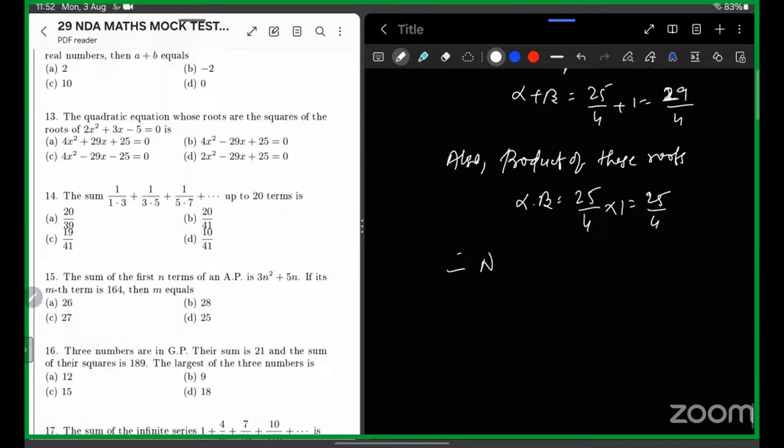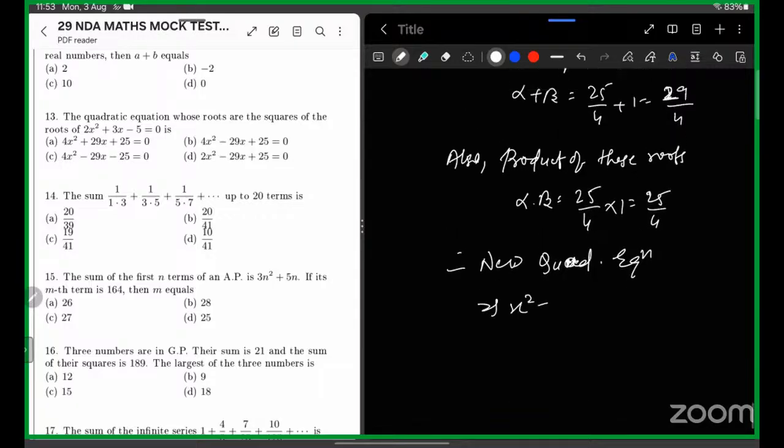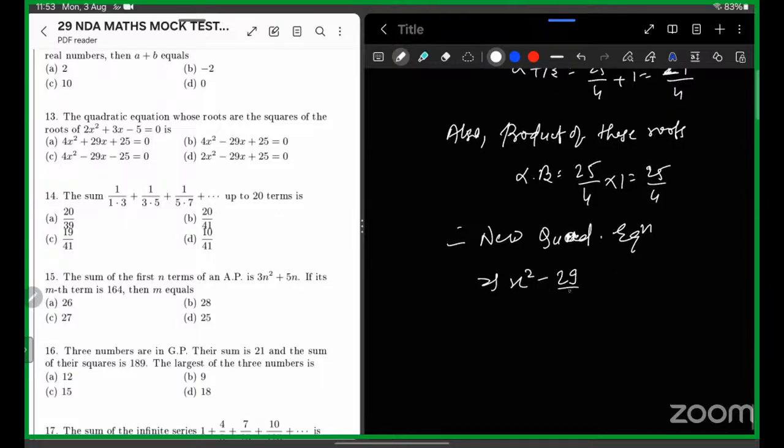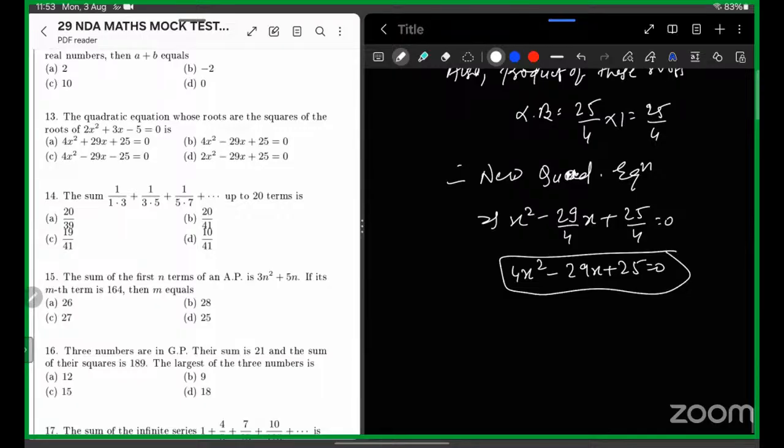Therefore, the new quadratic equation implies x square minus sum of the roots, that is 29 by 4, into x plus product of the roots, 25 by 4, equal to 0. It will become 4x square minus 29x plus 25 equal to 0. Which option is there? 4x square minus 29x plus 25 is option number B. Option B is the correct answer. Okay.